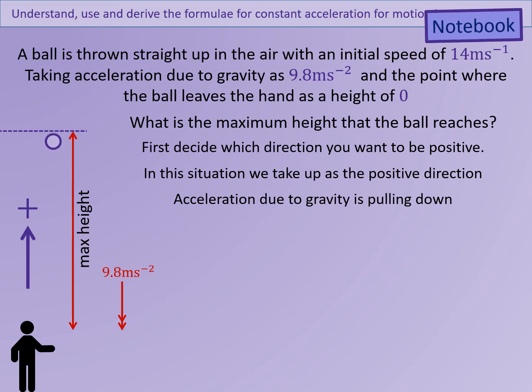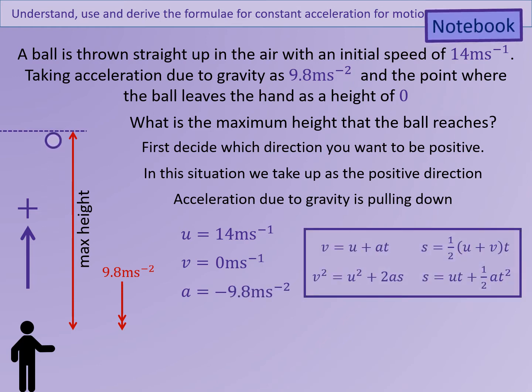Acceleration due to gravity is pulling the ball down. This is in the opposite direction to what we have called positive. So in this case, we are going to need to take a negative acceleration. The initial velocity will be 14. The final velocity, when the ball reaches its maximum height, will be 0. This is because it is at the point where it is changing from travelling upwards to travelling downwards. So momentarily, it has a 0 velocity. The acceleration will be negative 9.8. And we want to know the displacement for when it reaches the top. So we are looking for S, the distance it travels.